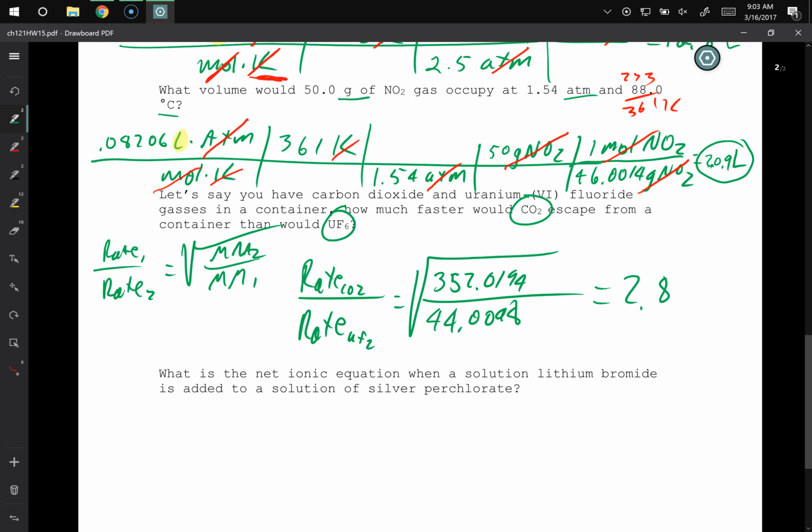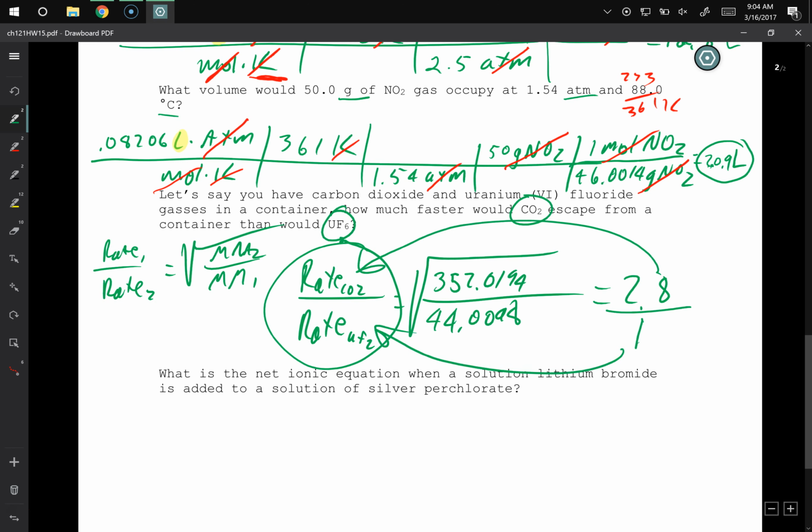So what does this 2.8 mean? 2.8 times faster. Remember, this was a fraction. So this 2.8 applies to the CO2, and a 1 will now apply to the uranium hexafluoride. What I always do is make sure that I put the smaller number as rate 1. The smaller, lighter, less massive gas is the first one, which makes me put the smaller number over here, which gives me a number greater than 1.